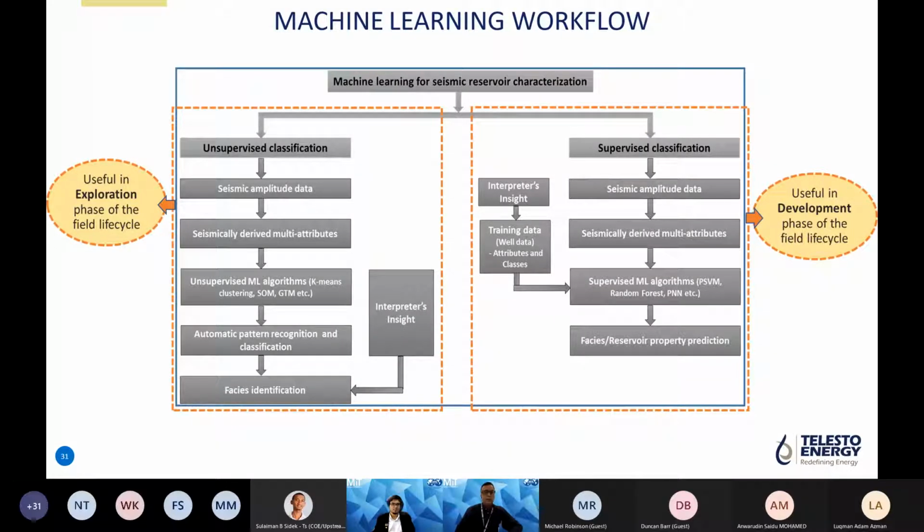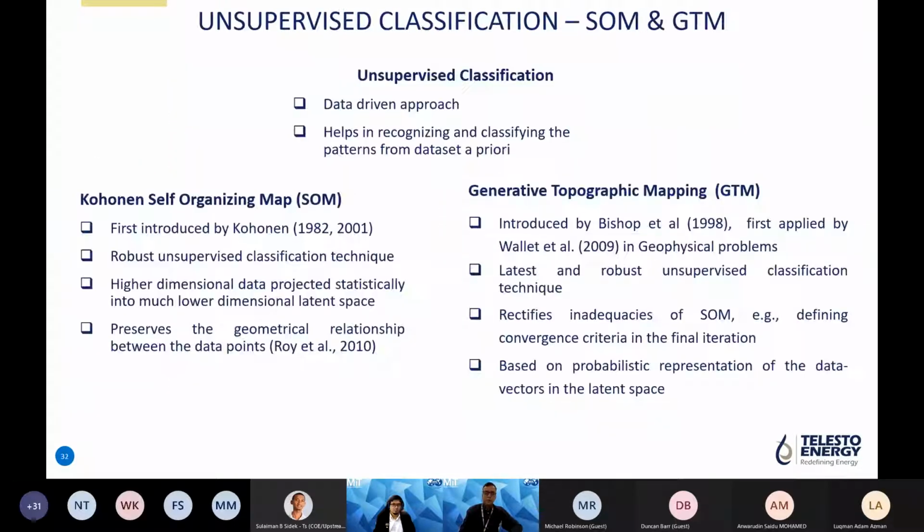Then with those attributes, you apply unsupervised machine learning algorithms such as k-means clustering, SOM, and GTM. Then using this automatic pattern recognition and classification, natural clusters are formed. Then the phases are identified. Then it's again the interpreter's insight and their experience. So that's quite useful here. Whereas the supervised approach is generally suggested to be used in the development phase of the field life cycle.